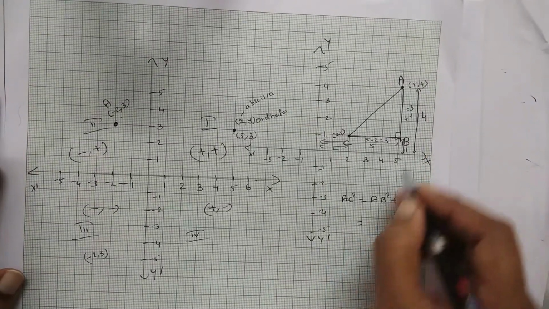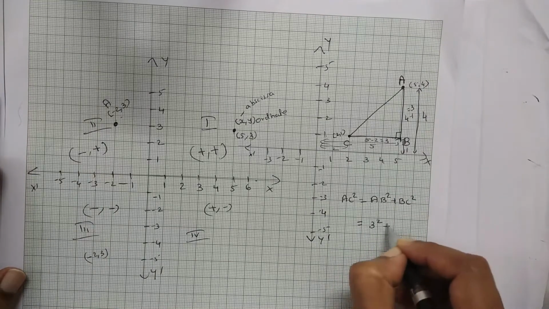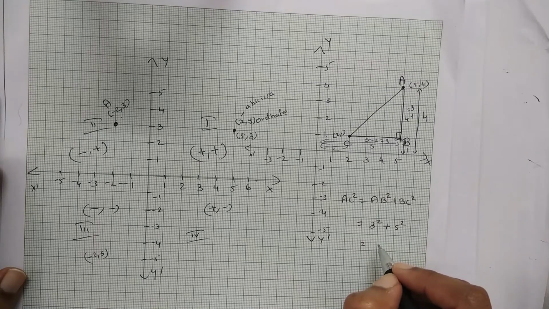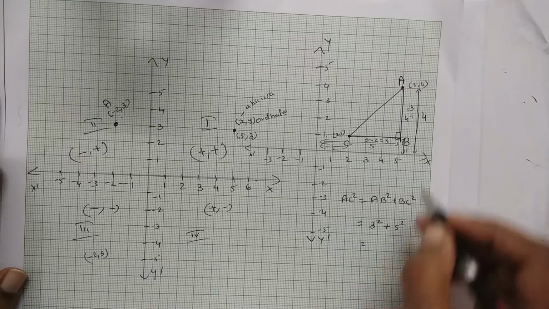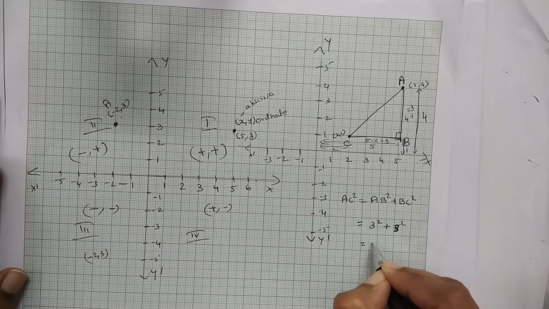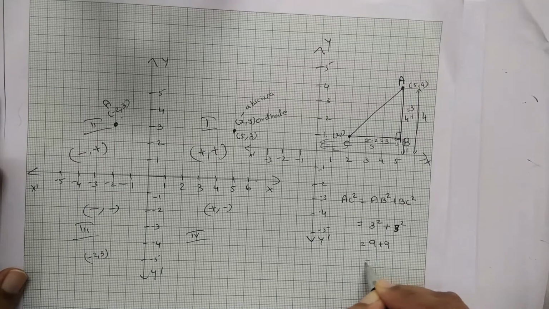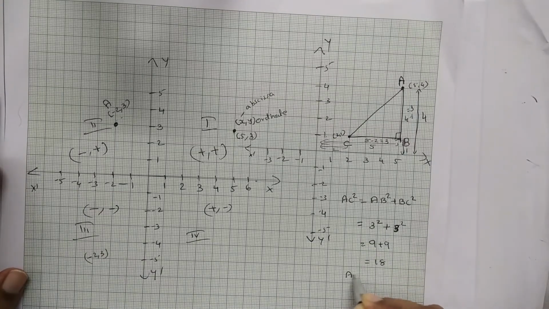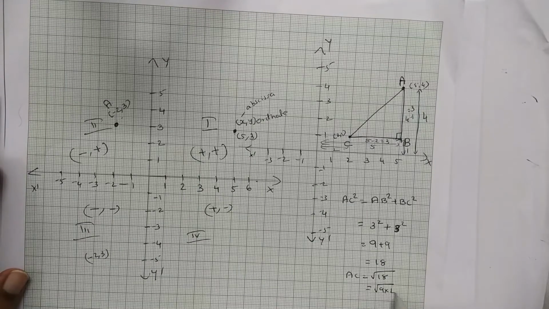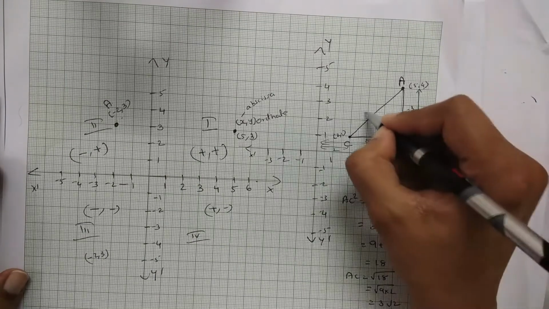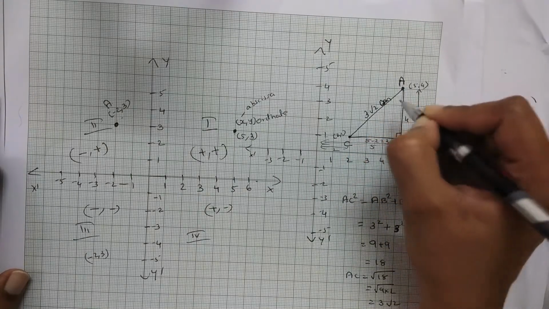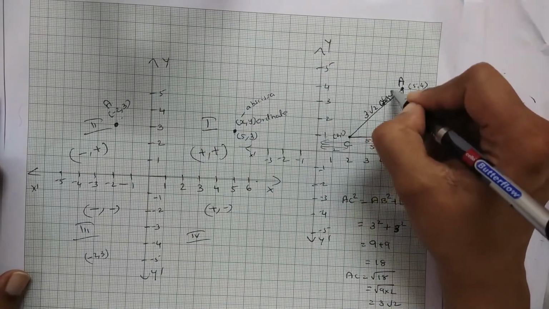So AB square is what? 3 square. 3 square plus BC square. So what you will get here? 5 minus 2, 3 square plus 3 square, not 5 square. 3 square plus 3 square. So 9 plus 9, that is 18. So AC is equal to root of 18, that is root of 9 into 2, that is 3 root 2. So this shorter distance is 3 root 2 units, centimeter or meter, whatever it is. That is the shorter distance.